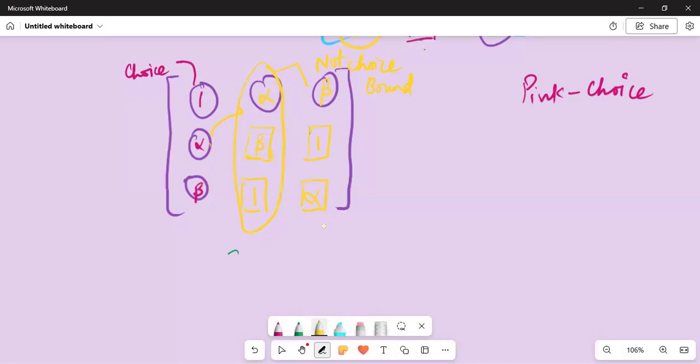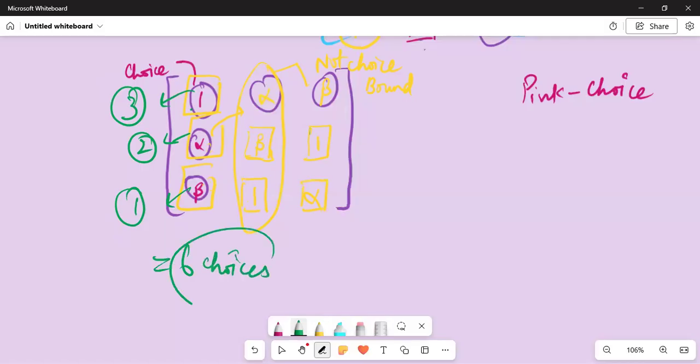So yellow denotes the foundation. You were bound to make these elements work according to your choice, which is shown in the pink color. How many elements did you actually choose for yourself? Only this column. For this, you had 3 choices. For this, you had just 2 choices. And for this, you had 1 choice. So that means 6 choices, or 6 ways.